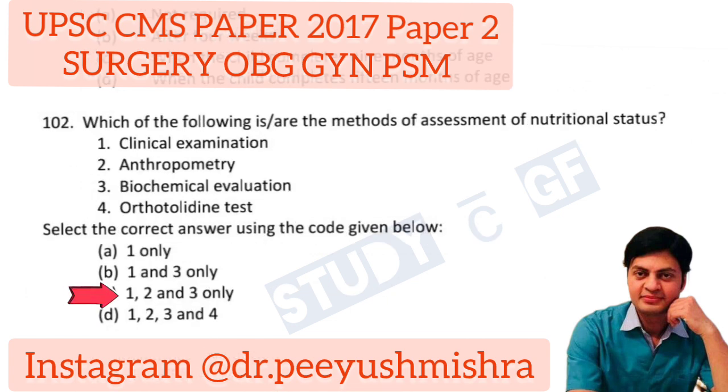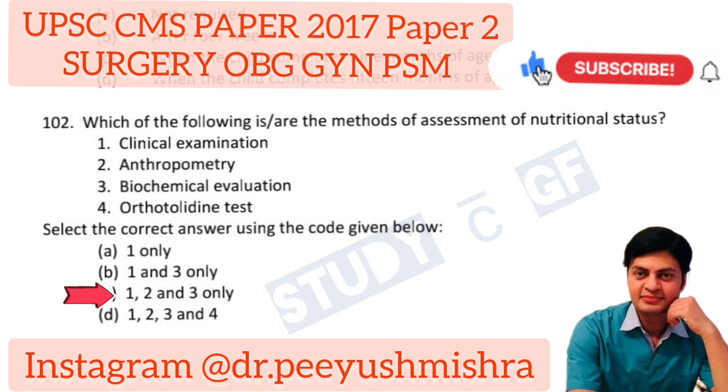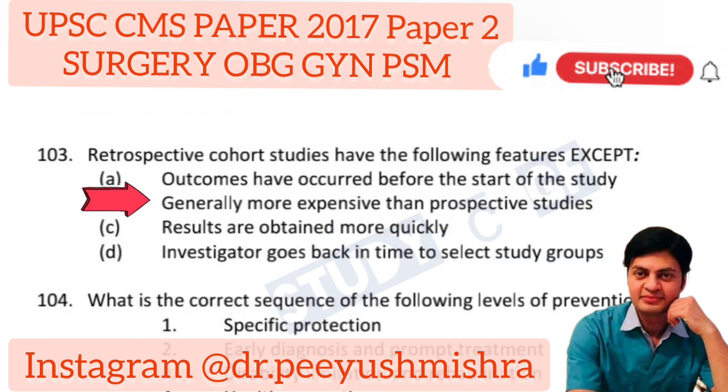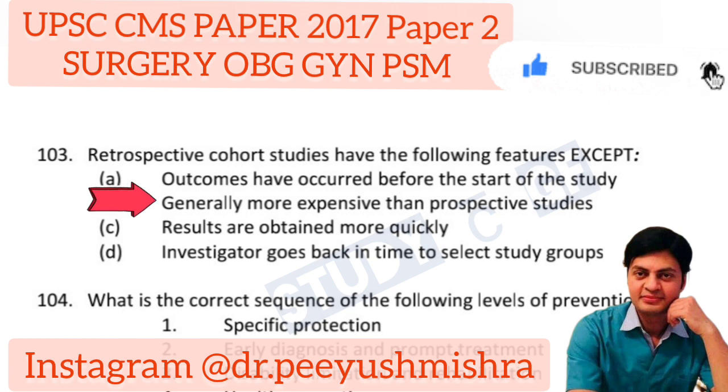Which of the following are methods of assessment of nutrition status? Clinical examination, anthropometry, biochemical evaluation. Retrospective cohort studies have the following features, except generally more expensive than prospective studies.